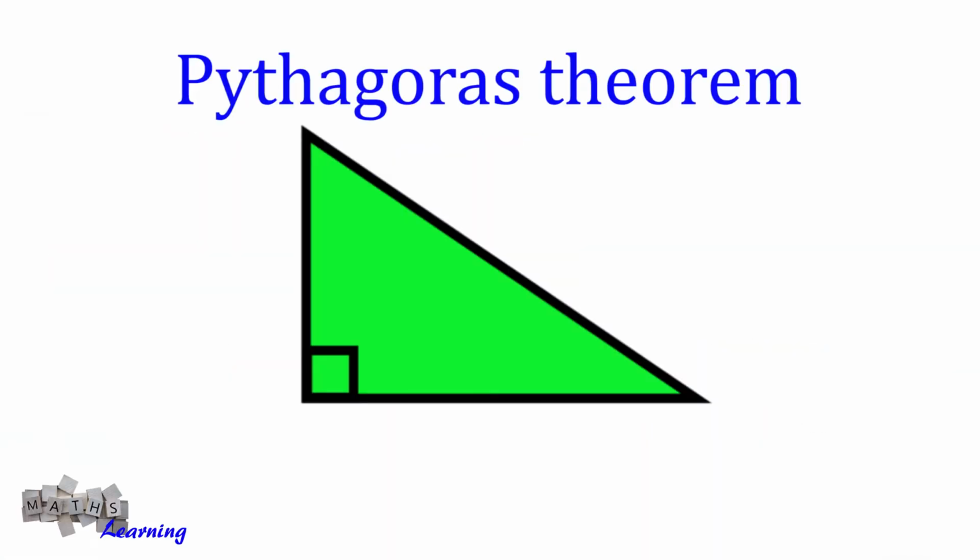In this video we will learn how to use Pythagoras' theorem to find the length of one of the sides of a right angle triangle when two of the other sides are known. Pythagoras' theorem is only used for right angle triangles.